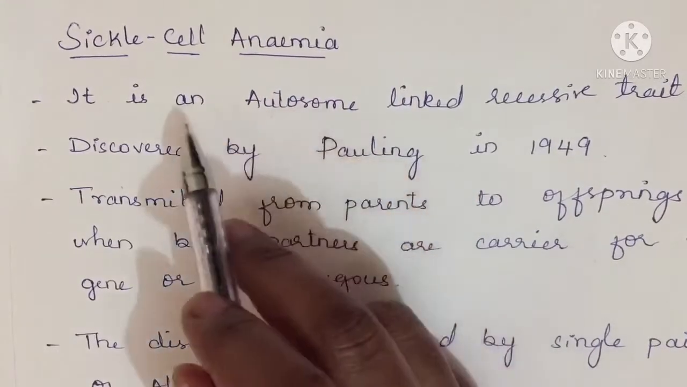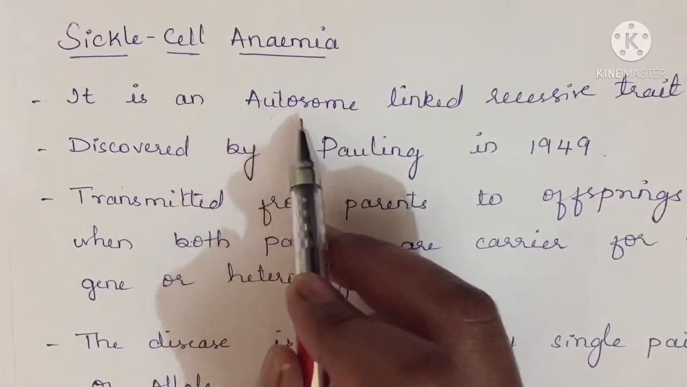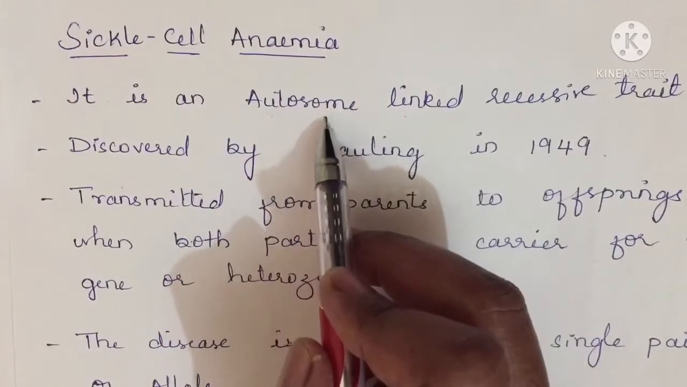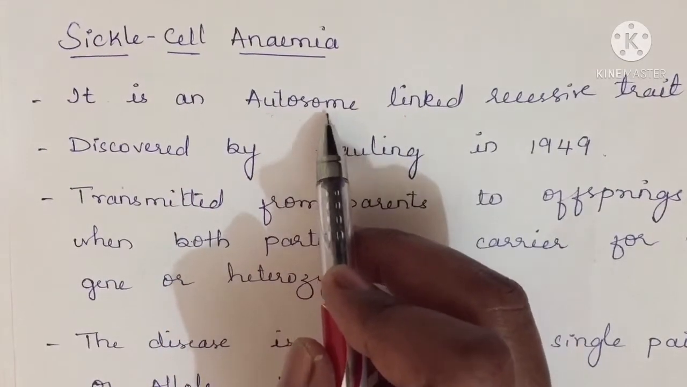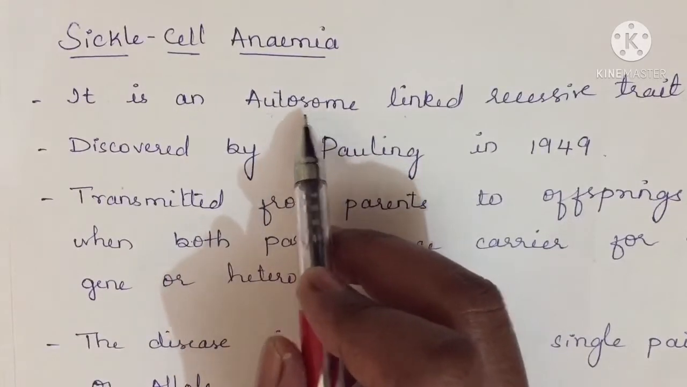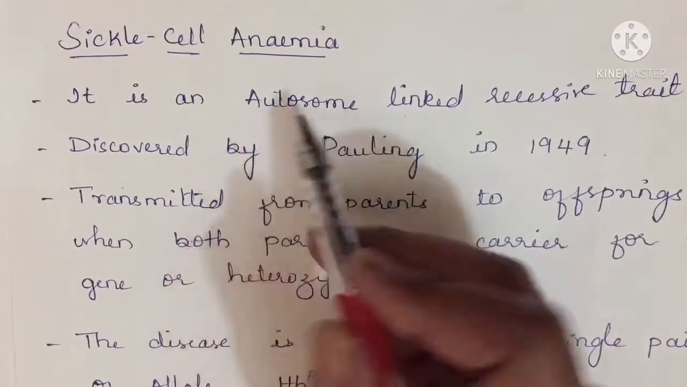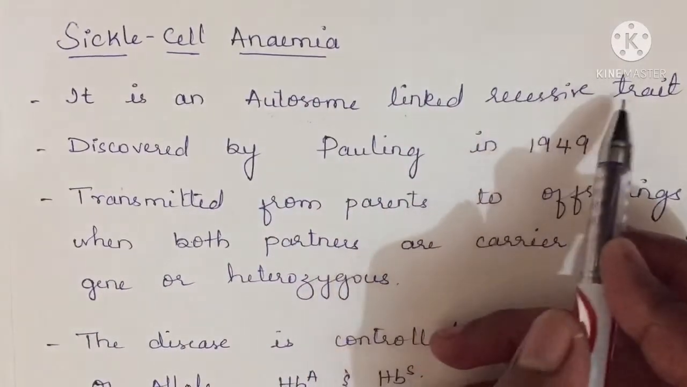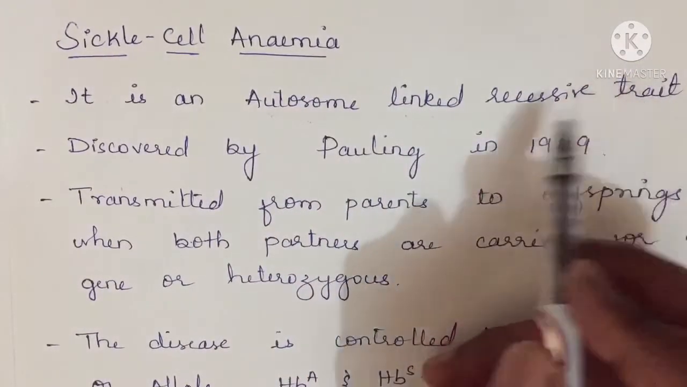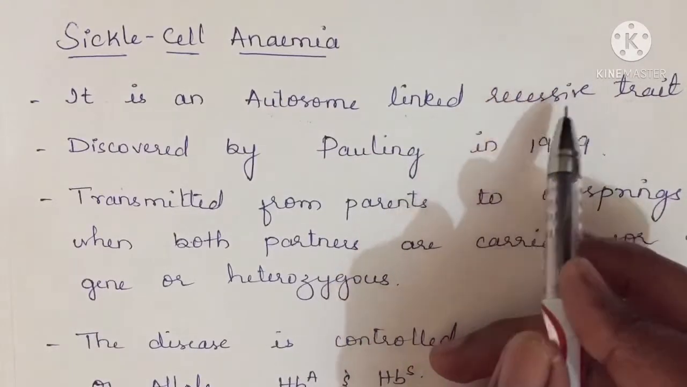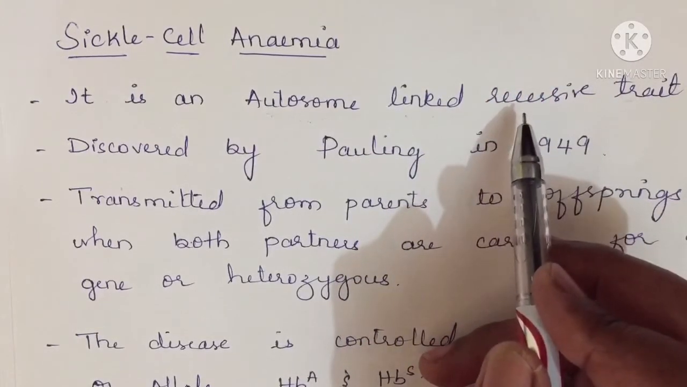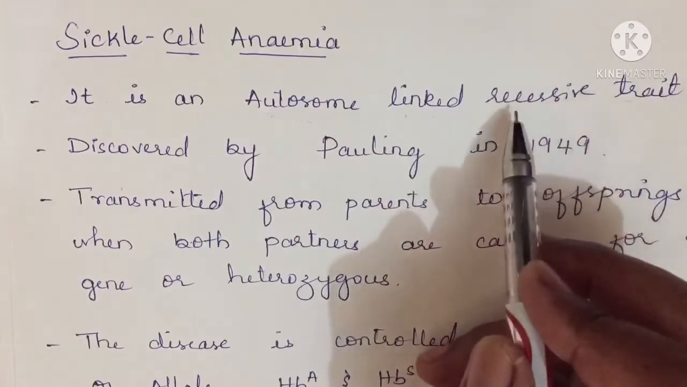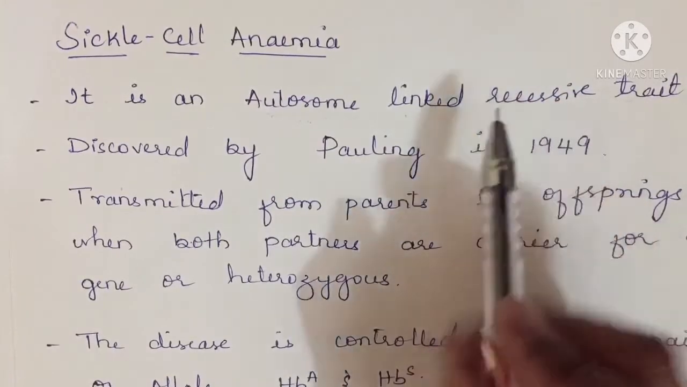In sickle cell anemia, it is autosome linked, which means it is not related to the sex chromosomes; it is related to the autosomes. Autosome linked recessive trait: a trait is nothing but a character. Recessive means it will not express in the presence of a dominant.